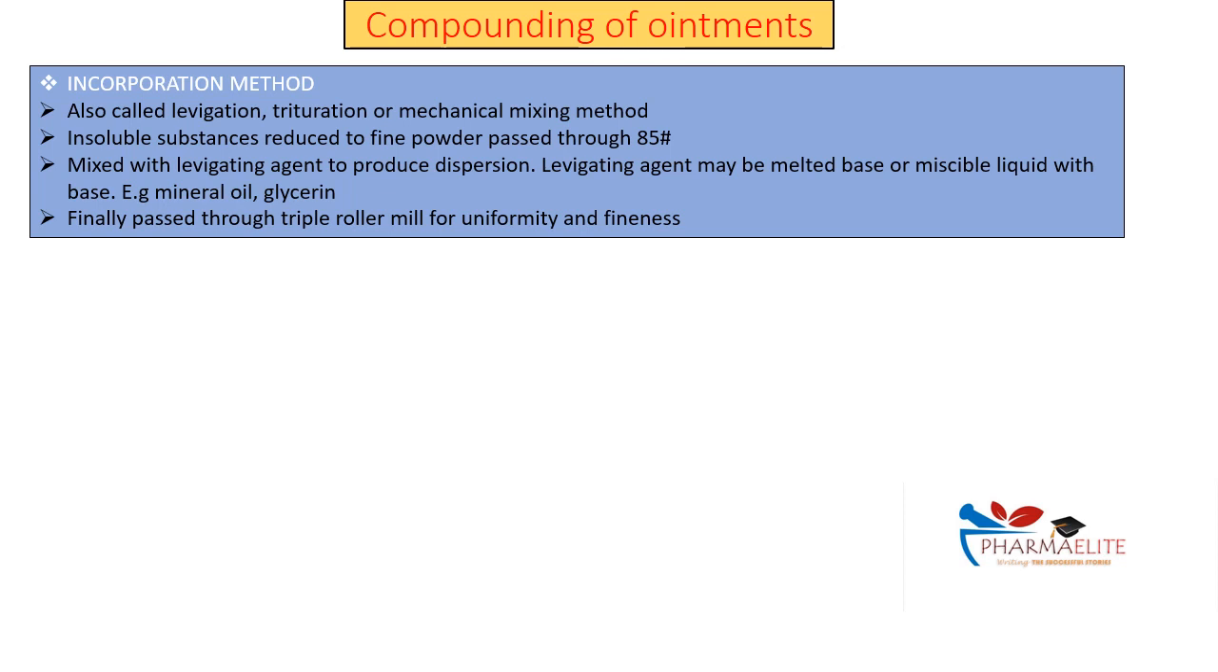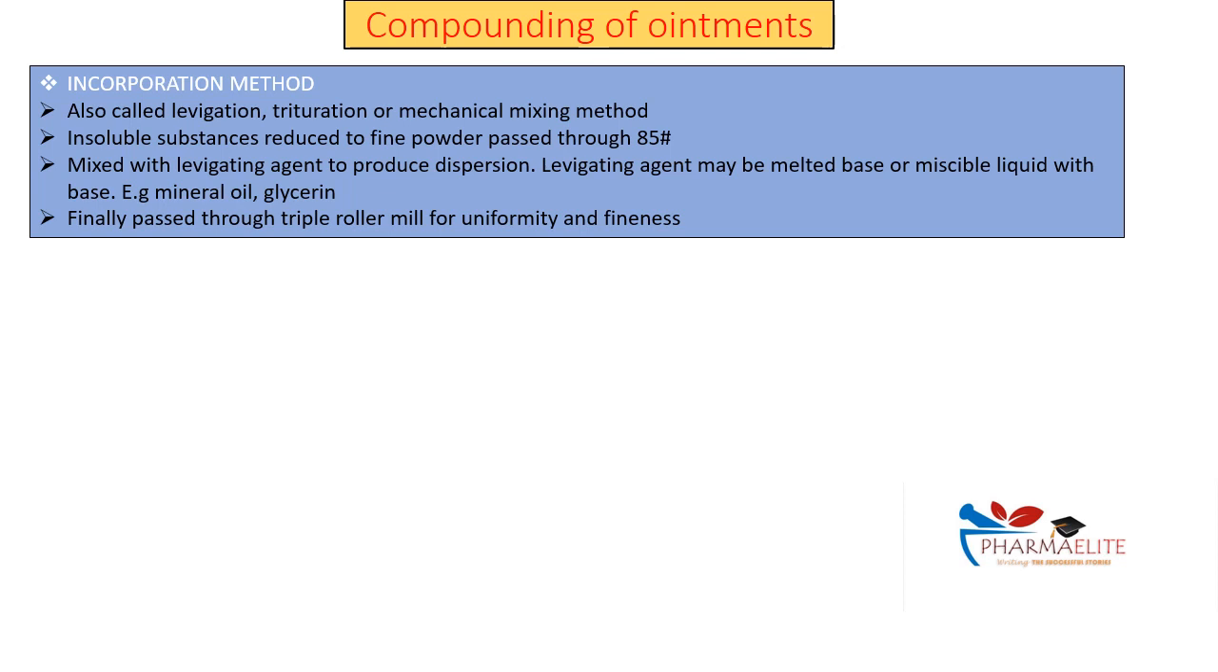So we make a dispersion in which your solid particles, your insoluble substances of drug, are being spread, and a dispersion is being made with ointment base. So what will be your levigating agent in that case? Your levigating agent may be a melted base, or it might be a miscible liquid with the base. So what are the examples for your levigating agents?